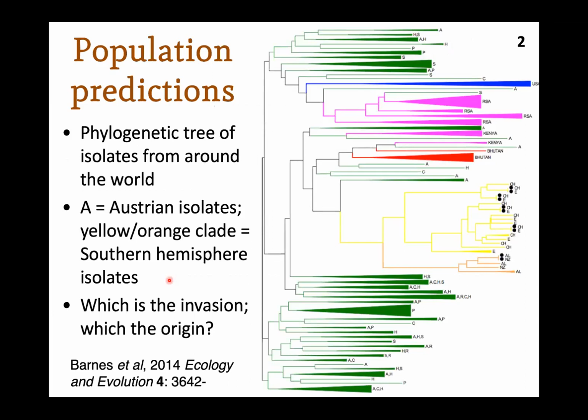So what I'm presenting here, this picture, is a phylogenetic tree of isolates of Dothistroma septosporum that have been collected from across the world. There's quite a lot of detail on here, but there's a couple of things I want you to focus on. The first is that anything that's labeled with an A at the tip, so for example, this top group here, means it comes from Austria. And this group here in yellow and orange are the isolates from the Southern Hemisphere.